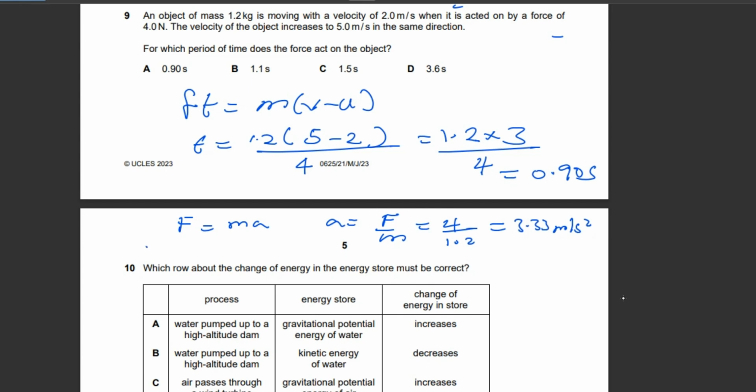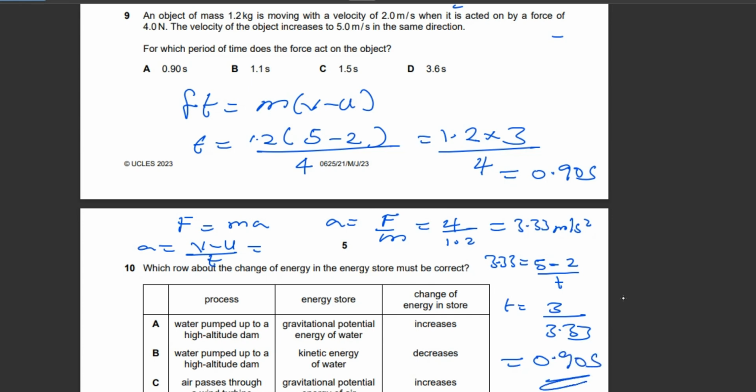And I know that acceleration is equal to v minus u over t. So doing that, it means that 3.33 is equal to what? What's my v? 5 minus 2 over t. So my t is equal to 3 divided by 3.33, and that's equal to 0.90 second. Do you understand that? So the correct answer here is A. But whichever way you have done, you're still going to get the same answer.